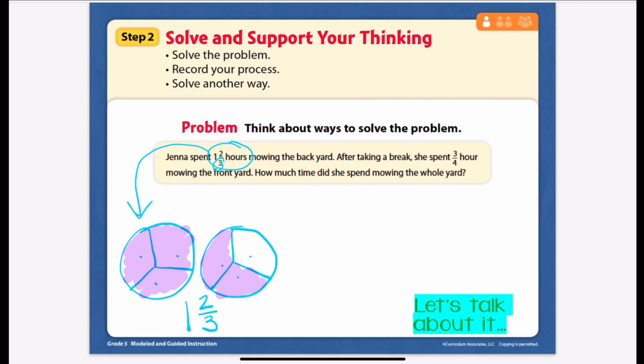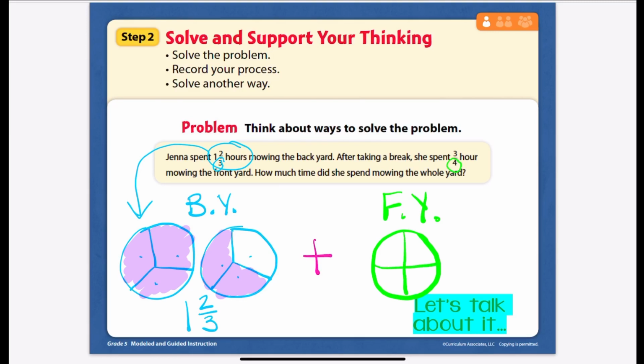And then it says after taking a break, and let's go ahead and label that. That's our backyard, right? Plus the front yard. This is how my brain is thinking if I'm just breaking this down. And then 3/4 of an hour. Well, I think of a fourth, obviously. And then I want to go ahead and shade that in. So 3/4 is 1, 2, 3 of 4 parts. So now, if I look back at what I have and label it, here we go.